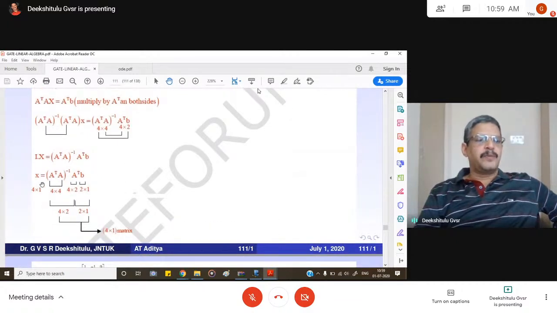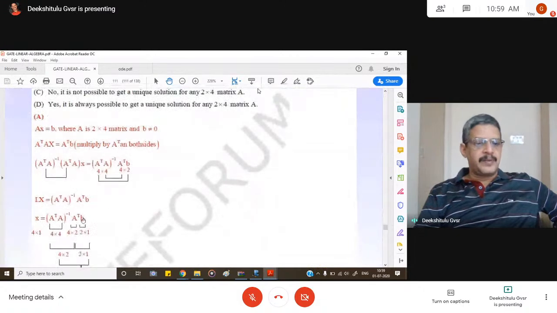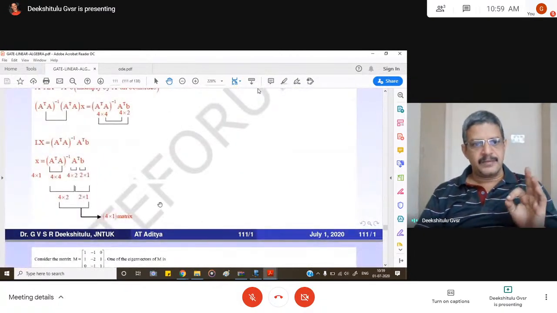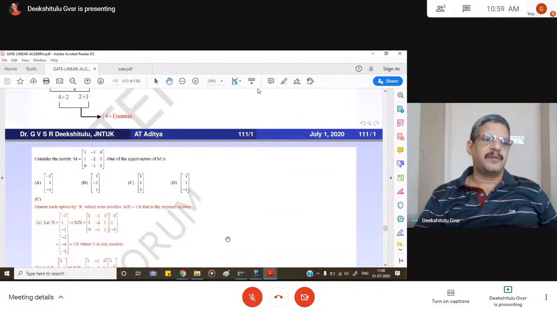So X is a 4 by 1. A transpose A is a 4 by 4. So its inverse is also 4 by 4. So this is 4 by 2. So we get 4 by 1 matrix. Directly it is not possible, but by multiplying with A transpose, you can do it. So it's a very good logical question. Then you have to work out. There is no shortcut for this. You have to work out the few steps that are given in the problem.